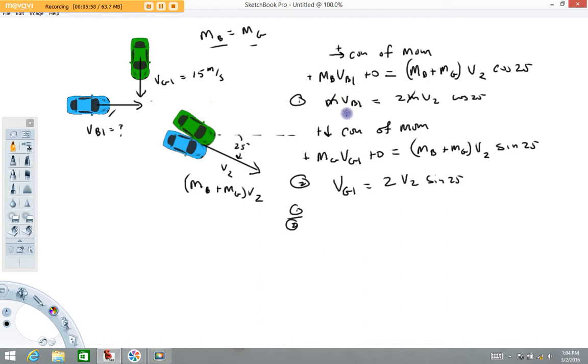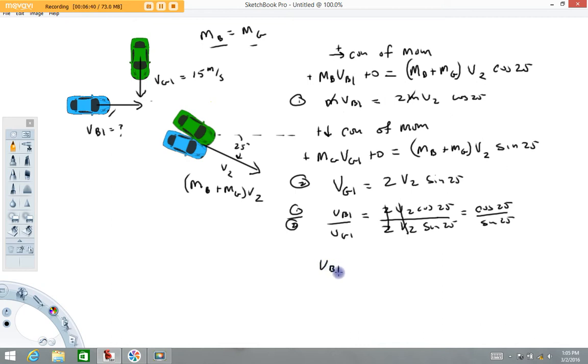If we do that, we're going to have VB1 over VG1. Right, that's going to be this divided by this. And on the right, we're going to have this divided by this. I'm going to go ahead and write that all out without the masses, though. So that's going to be 2V2 cosine 25 divided by, now I'm looking right here, 2V2 sine 25. And you notice the 2's are gone, the V2's are gone. And all we have here is, I guess that's cotangent. I'm going to just write it cosine 25 over sine 25.